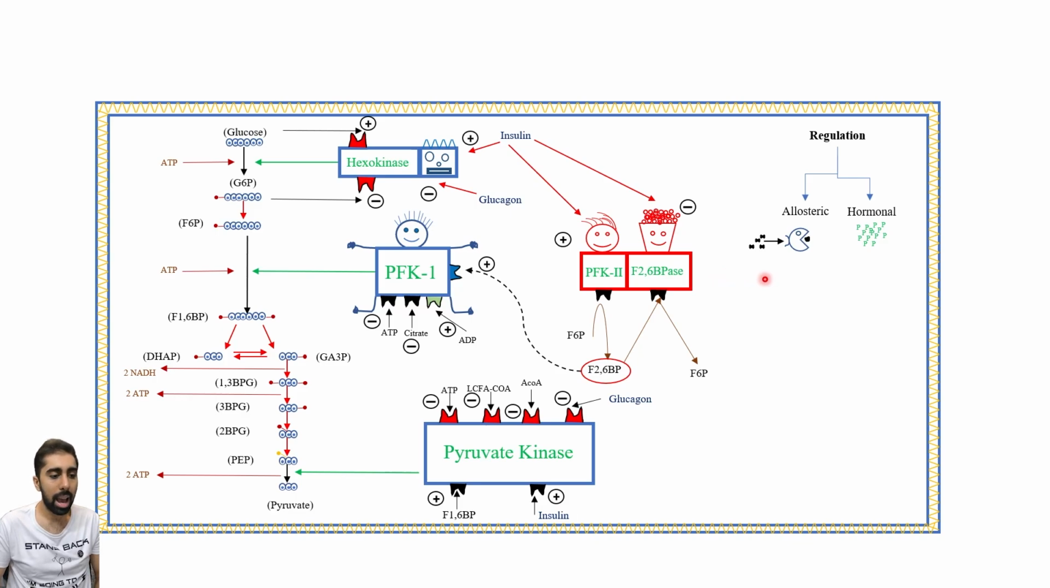And we know how this enzyme complex can use fructose 6-phosphate to indirectly regulate this reaction and regulate phosphofructokinase 1.